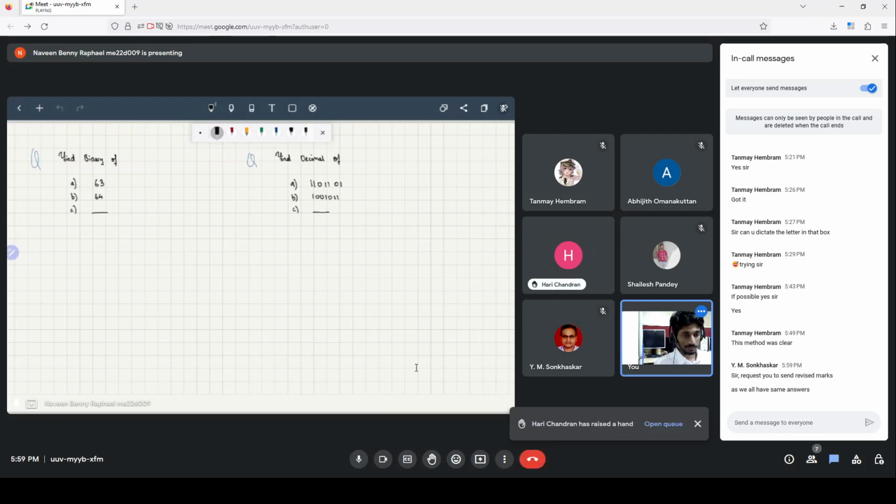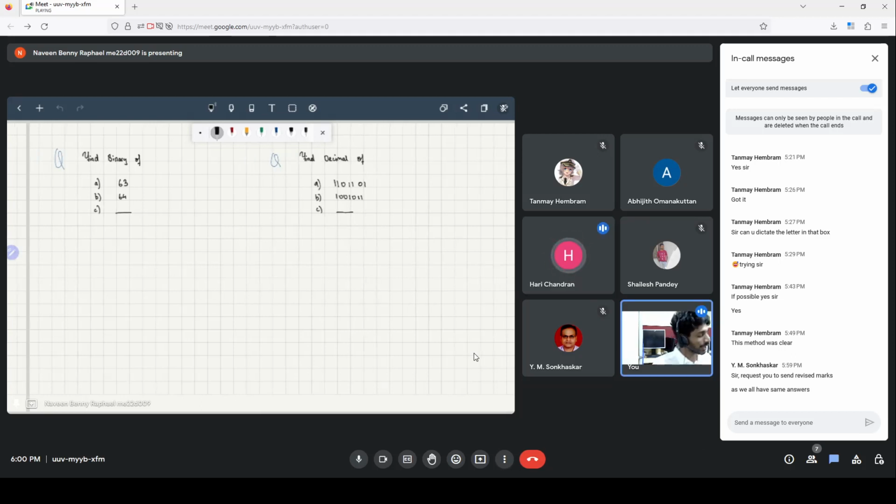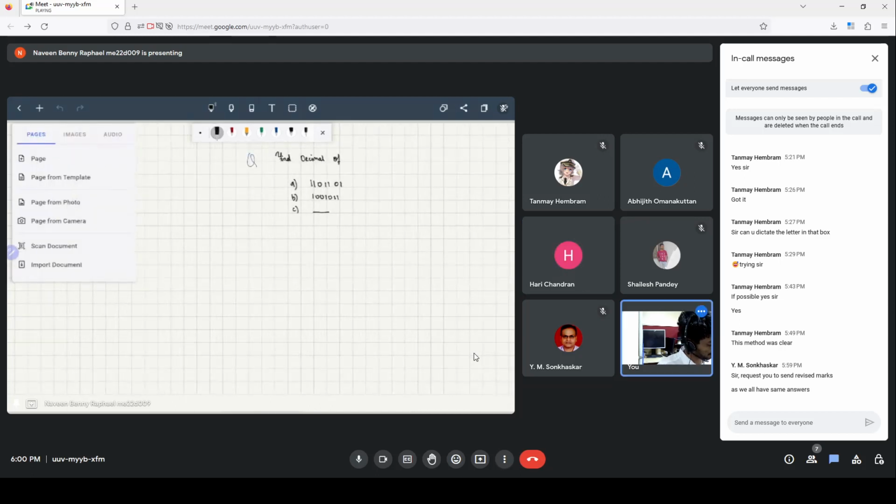So yes, Hari. Yes, Hari Chandran. I hear this op amp. This is a comparator. I have some doubt. Okay, we'll discuss that now. Which question? Give me a second.